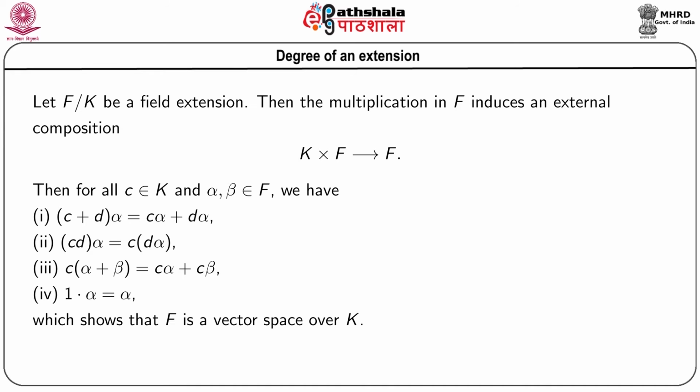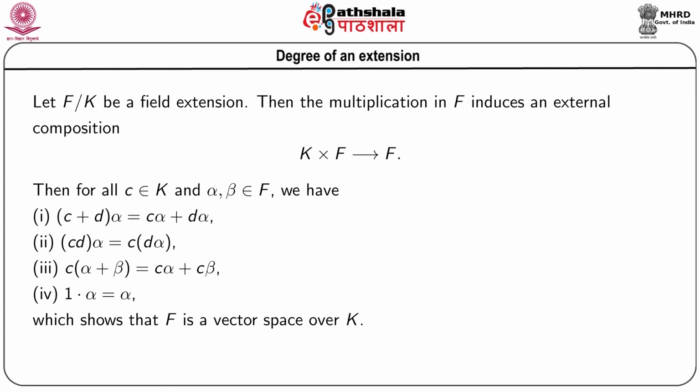Let F by K be a field extension. Then the multiplication in F induces an external composition K cross F into F, and it is easy to check that this external composition satisfies all the following 4 properties. Actually, properties 1 and 3 are nothing but the distributivity of multiplication over addition in the field F, property 2 is the associativity of product in F, and the 4th property is the property of the unity.